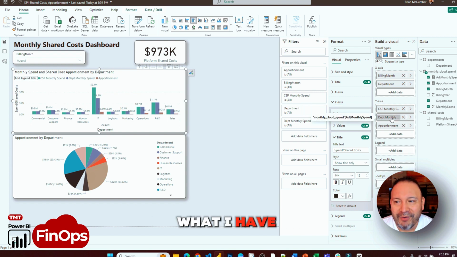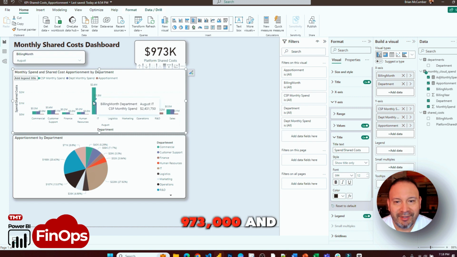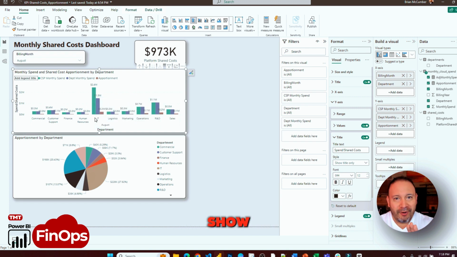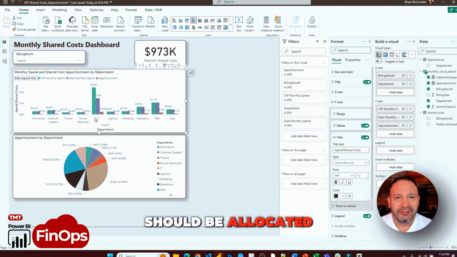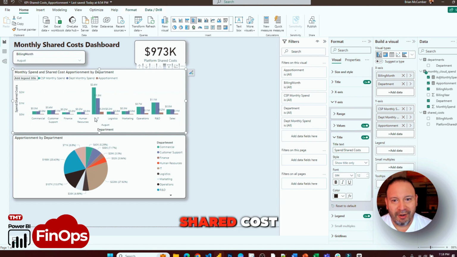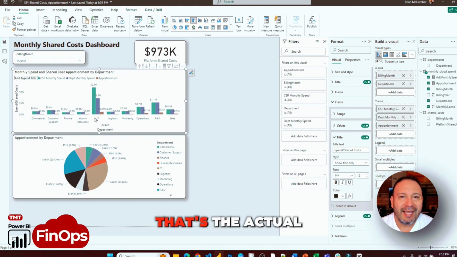And then what I have here is what I call the adjusted monthly spend, which I'm labeling as the department monthly spend. This is really needed for the IT department because, as we can see here, like we talked about, we got this difference of 973,000, and we need to show the contrast with what comes in from the cloud service provider. But because not all of it should be allocated towards IT, we need to separate that platform shared costs and show the difference.